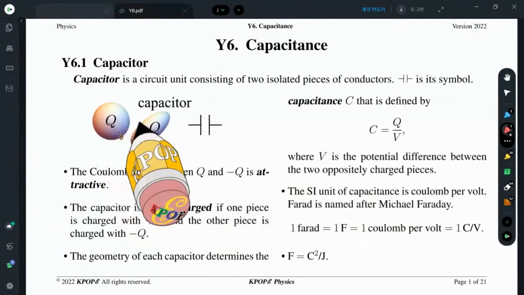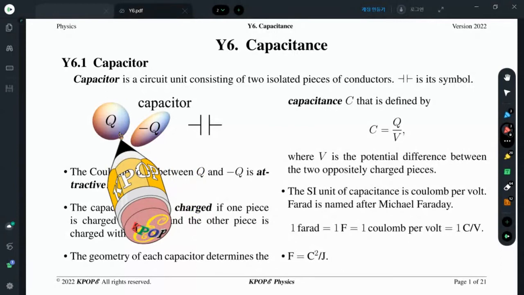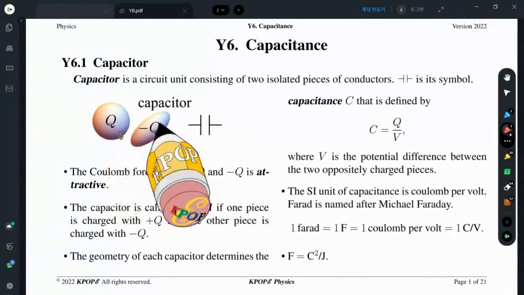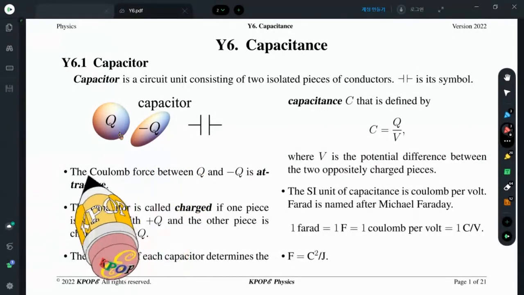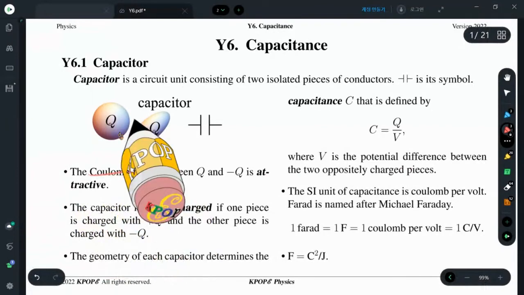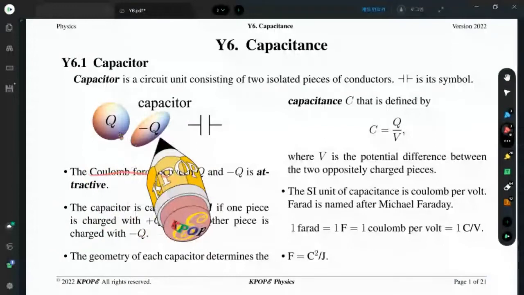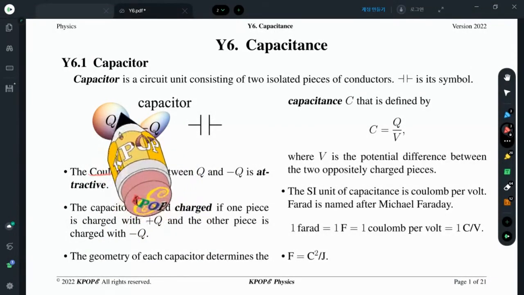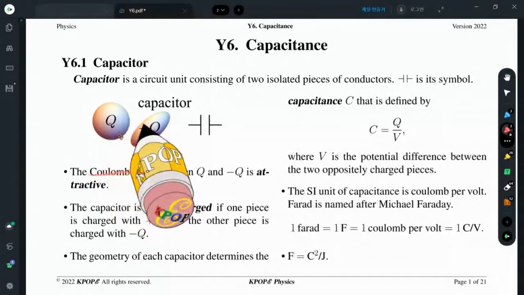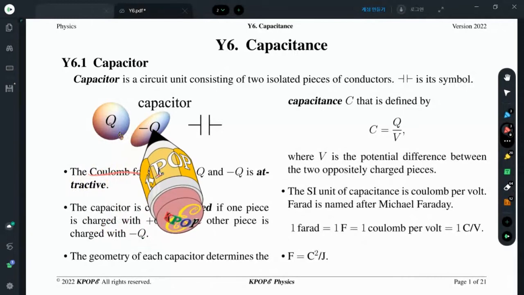And the basic mechanism of holding this plus and minus charge is their attraction. And that is called Coulomb force. So Coulomb force allows us to save some charge. So when this conductor pair is connected, this net charge becomes 0.